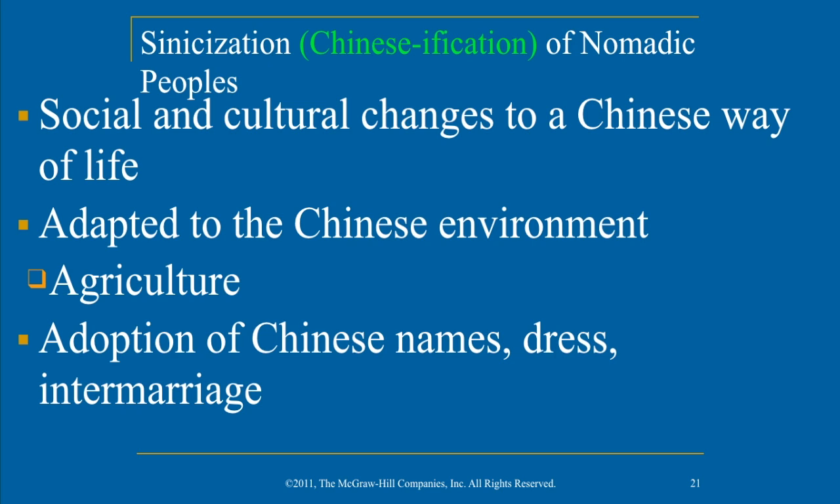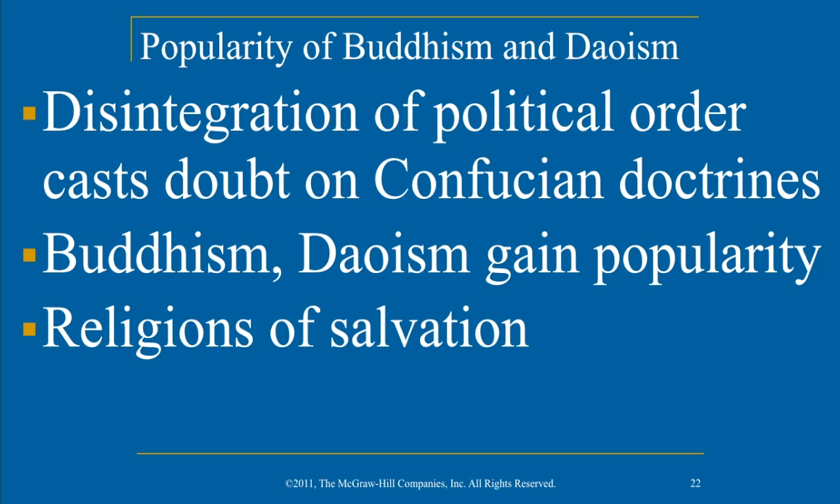Number one, they stopped being nomads and they became agricultural workers. They adopted Chinese names. They adopted Chinese types of dress. They intermarried with the Chinese. And so these nomads are starting to now be a part of China overall in those three kingdoms. There's a popularity of Buddhism and Taoism. Disintegration of political order cast doubt on Confucian doctrines.